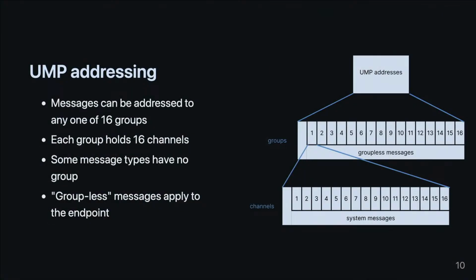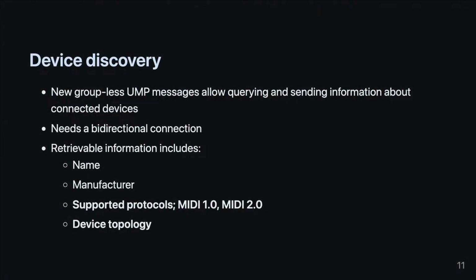It's also worth mentioning that not all messages have a group, so you can also address messages directly to an endpoint in order to send or receive data that refers to the entire endpoint. So we use these new groupless messages in order to implement device discovery, which is a new process over MIDI 1. So when 2 devices are connected, ideally, in an ideal world, we'd like them to be able to talk to each other and configure themselves intelligently. And device discovery is sort of the first step towards that utopian dream.